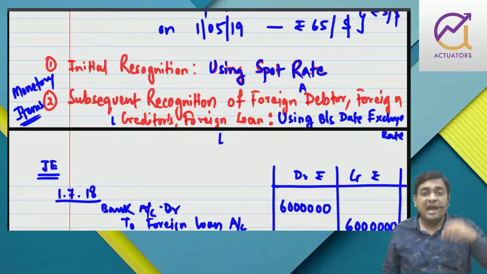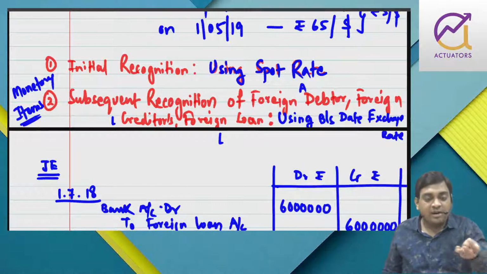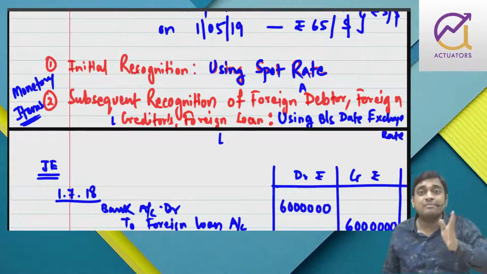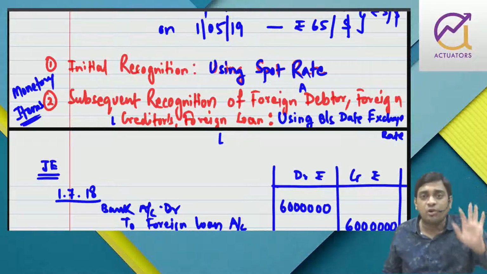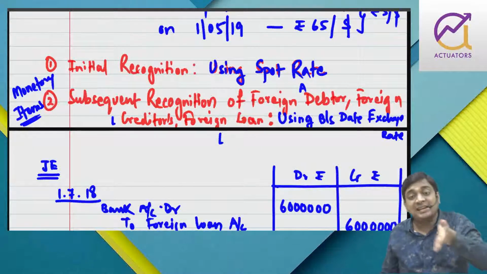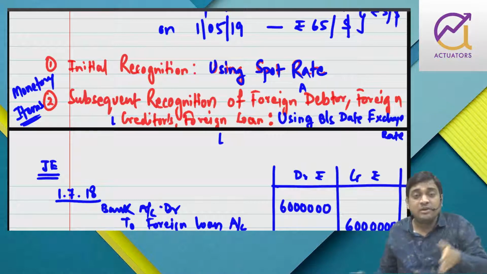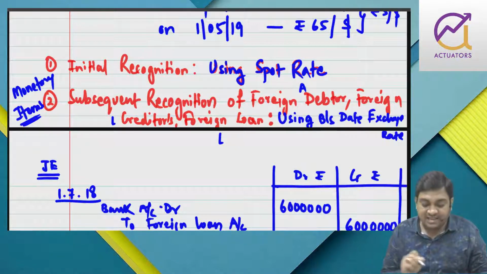Sir, as per AS 11, you told that whenever you enter transactions with a foreign party, foreign debtor, foreign creditor, foreign loan should be restated at the balance sheet date. If it has been settled or realized before the balance sheet date, no question of restating. But if it is settled in future, in the next accounting period, then at this balance sheet date you have to restate these assets and liabilities.